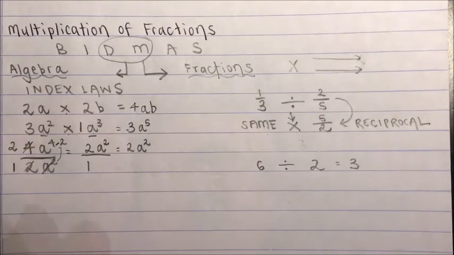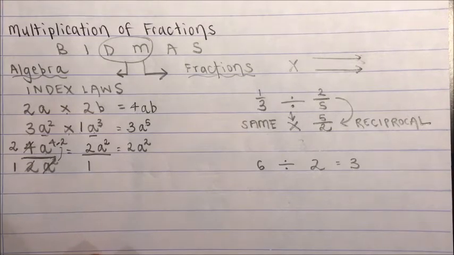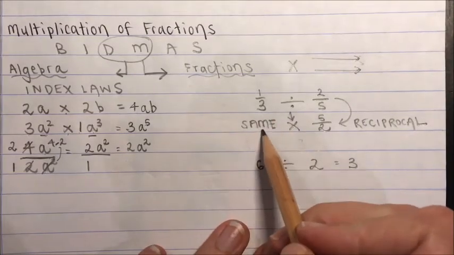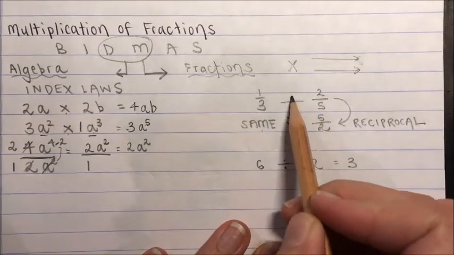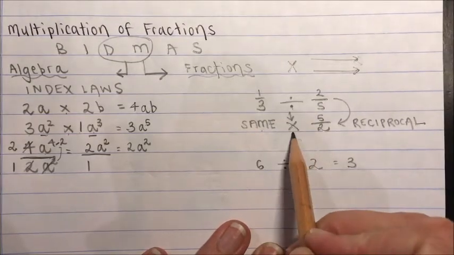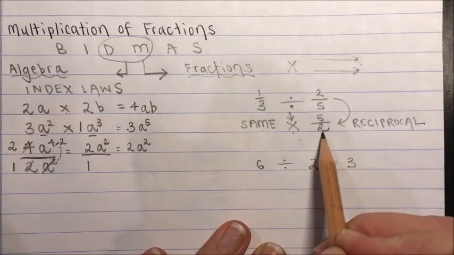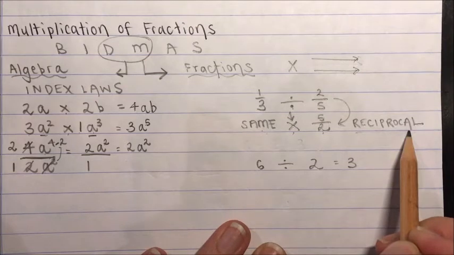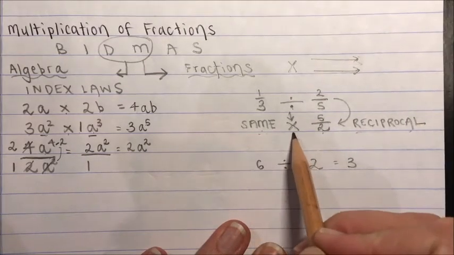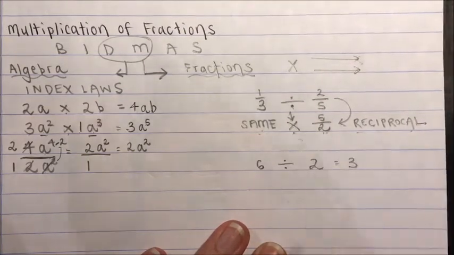Okay, now let's have a little look at division. So division means we keep the first fraction the same, but we change the operator from division to multiplication, and then the second fraction, we rewrite it as its reciprocal. So keep it, change that to multiplication, and flip it.